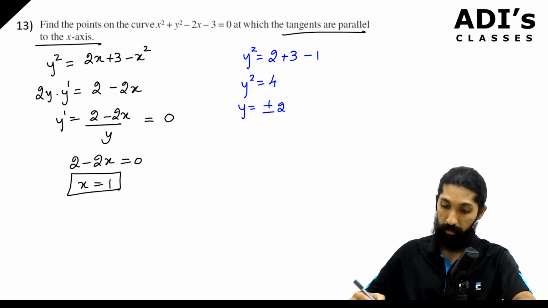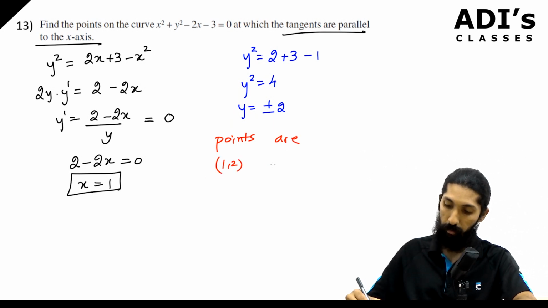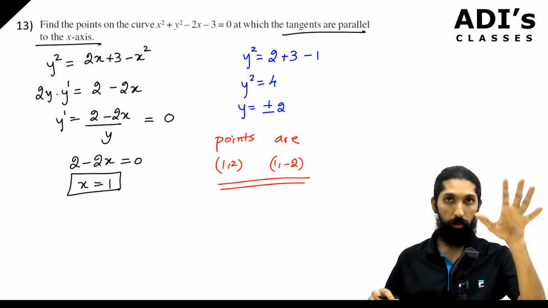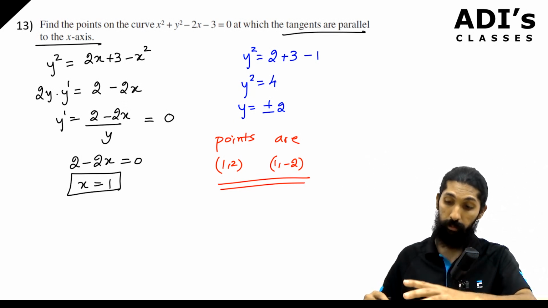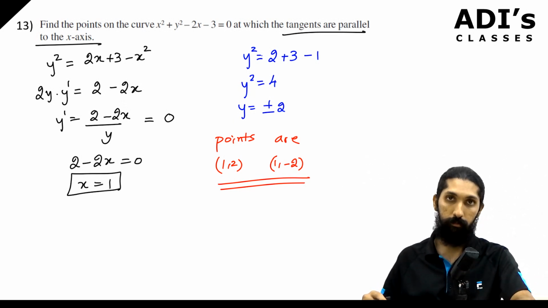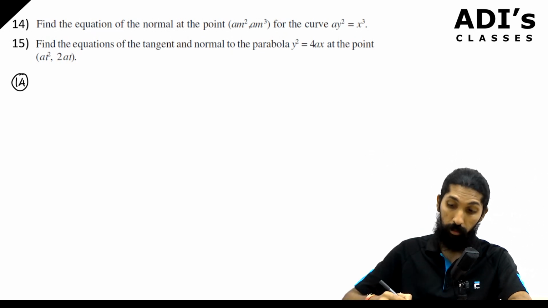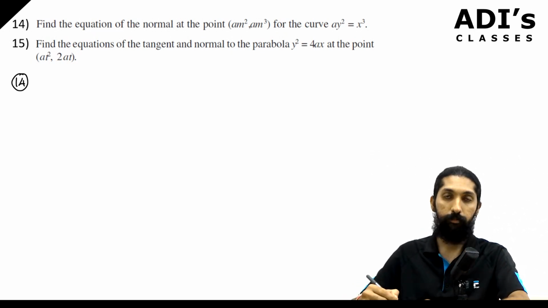So basically we can say the points are (1, 2) and (1, minus 2). So these are the points. Clear? So these are the 2 points where the tangents are parallel to the x-axis. Let's do the next one now. See the 14th one. You have to find the equation of the normal at the point for the curve.